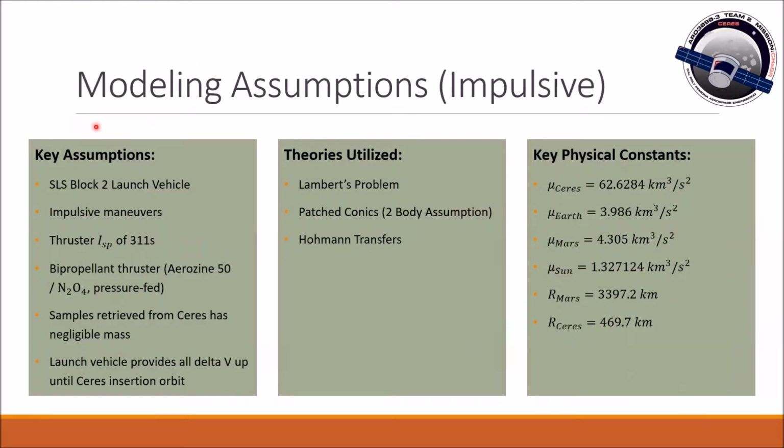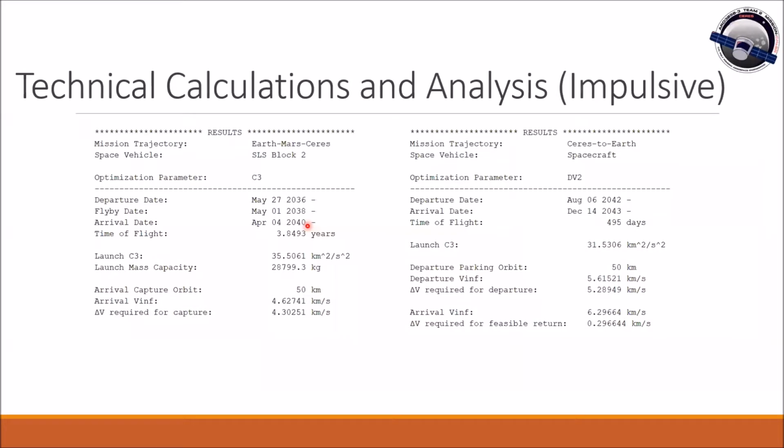So now we'll be showing how to simulate our impulsive trajectory. Some key assumptions to point out on the left are that we assume we'll be using an SLS Block 2 launch vehicle. We also assumed our spacecraft will be using a bipropellant thruster with a specific impulse of 311 seconds. We also assume that the samples retrieved from Ceres have a negligible mass. Here's also a list of theories and key physical constants we used on the right.